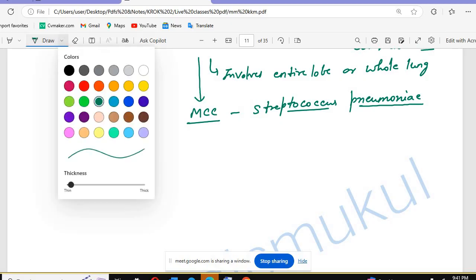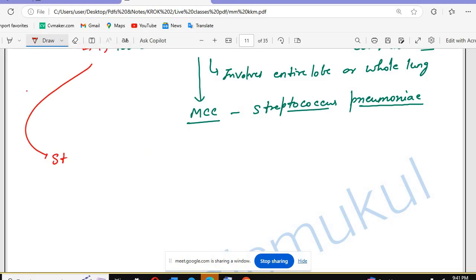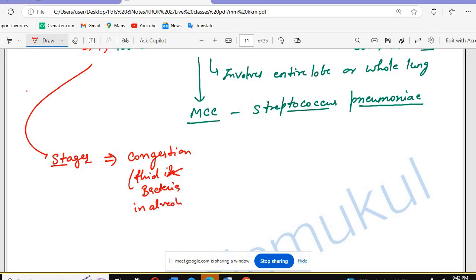When we talk about lobar pneumonia, remember, there are some stages. It doesn't mean that it will cause consolidation of the entire lobe or lung at a single point. No, there are some stages. The first stage is congestion. Congestion means there are fluids and bacteria present in the alveoli. That is the congestion of the alveoli at the first stage.